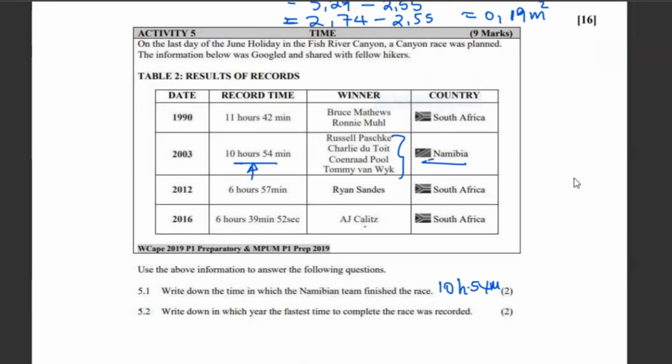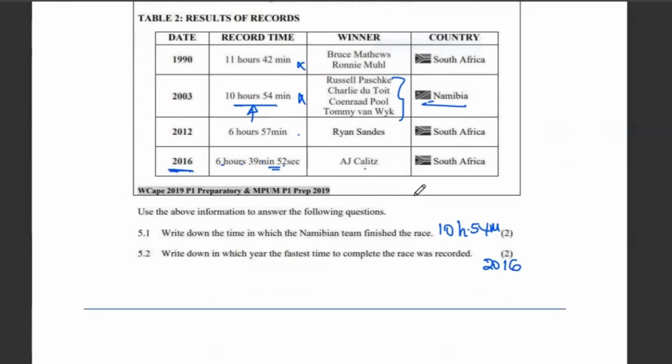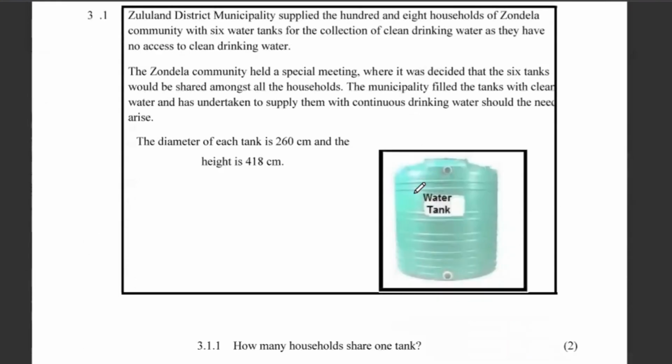in which year the fastest time to complete the race was recorded. Now we look for the least time here. So we have 11 hours, no. 10 hours, no. 6 hours 57 minutes, 6 hours 39 minutes. So we shall take this one here. And they asked for the year. So this will be the year, 2016. All right, there we go.